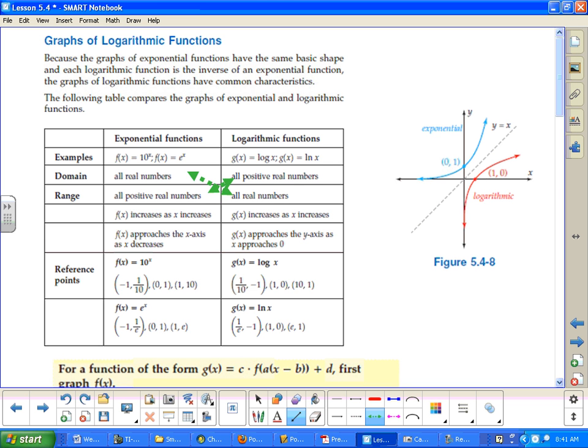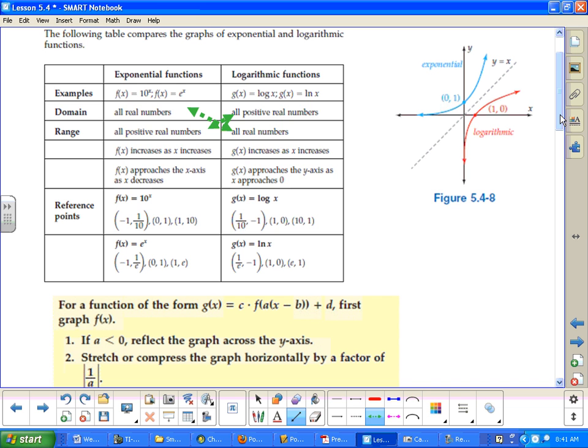Exponential functions and logarithmic functions increase as x increases. They never decrease. f of x approaches the x-axis as x decreases, and g of x approaches the y-axis as x approaches 0 for logarithms.